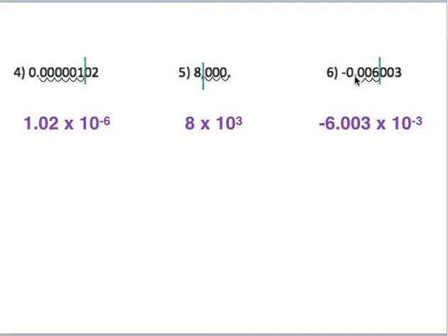So here, we needed to move the decimal until it ended up after a single non-zero number. Okay, there it is. That takes 3 jumps. So it'd be -6.003 times 10 to the power of -3, because anytime you have a decimal number, that must have come from a negative power on the 10.